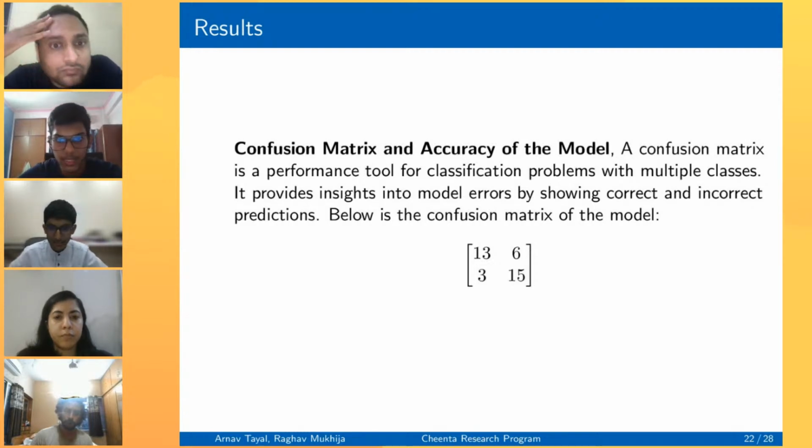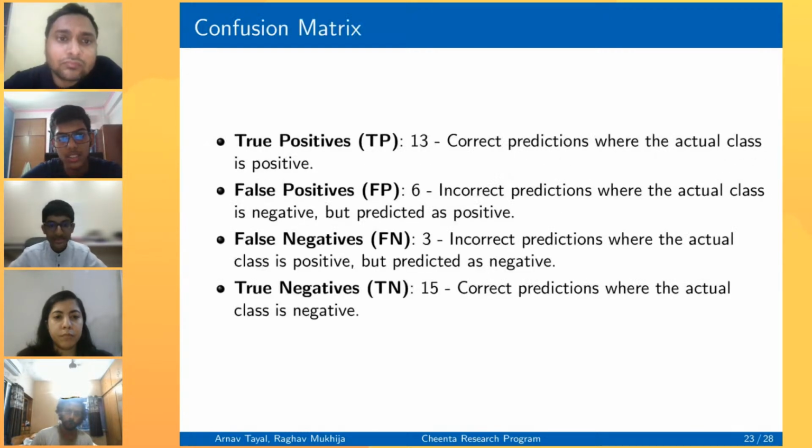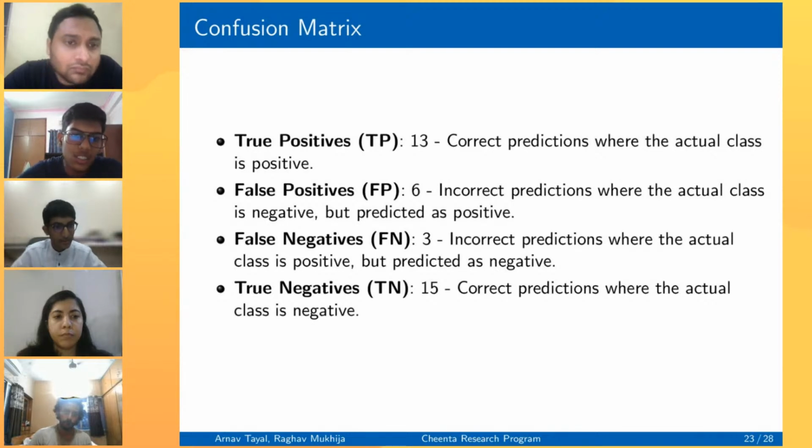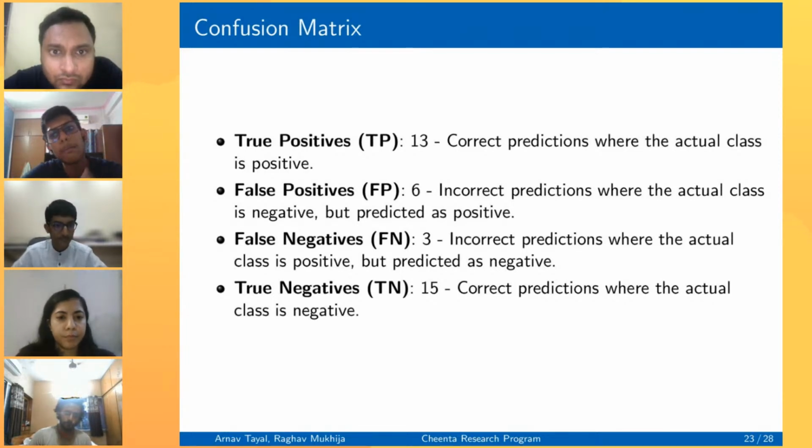So next slide, if possible. So 13, 6, 3, and 15, I'll just put them in that order. So 13, the top left one, represents the true positives. So Arna will be saying what is the positives and negatives and true and false. So we can break this down for understanding. True false tells us if the prediction is correct or incorrect, and positive negative tells us the prediction made.